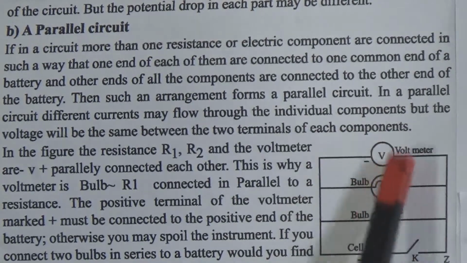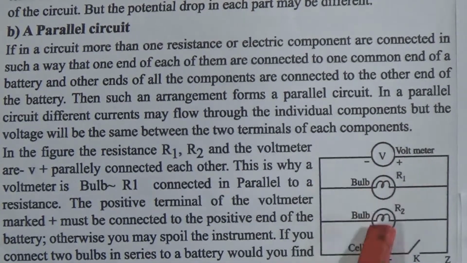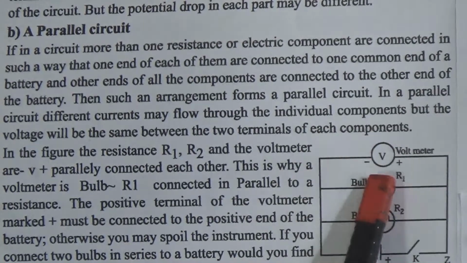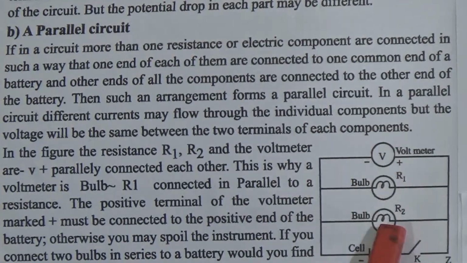Dear students, look here, one bulb, another bulb, this is the common end, and this common end is joined to the battery or cell, and that connection is known as a parallel circuit, because here the equipment are joined in parallel.